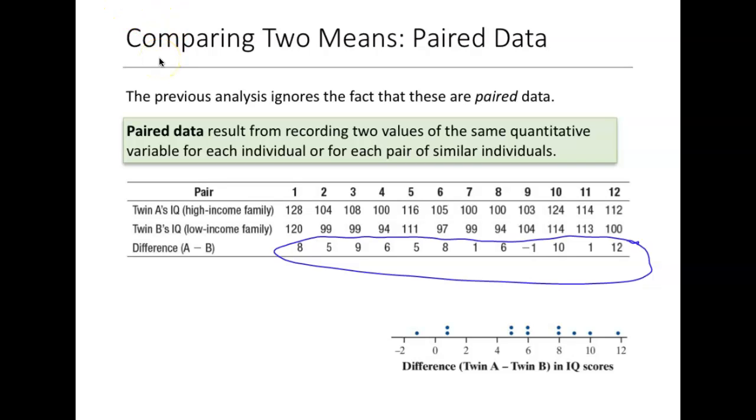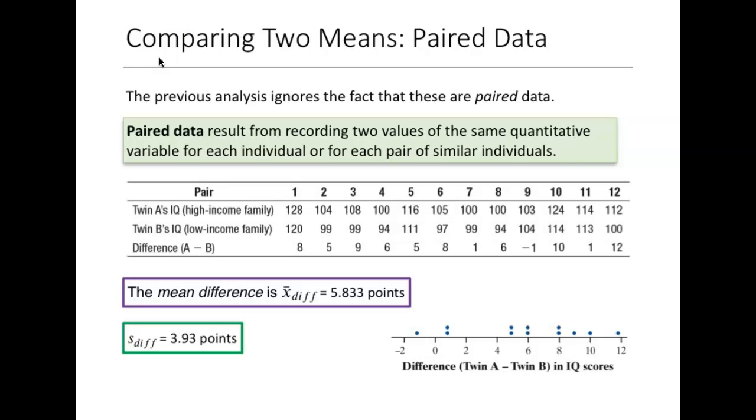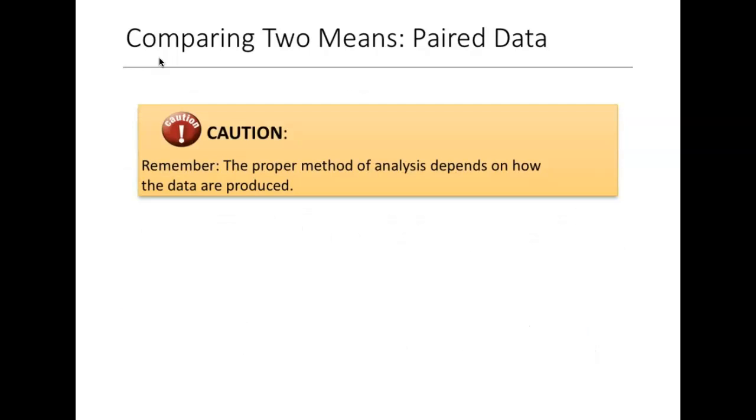Okay, so my point is it's really important to make sure you understand the context because the proper method of analysis depends on how the data are produced. If it's a random sample from one population and a random sample from another population, you're going to use a two sample t interval or a two sample t test or z interval or z test, depending on if it's a mean or a proportion.